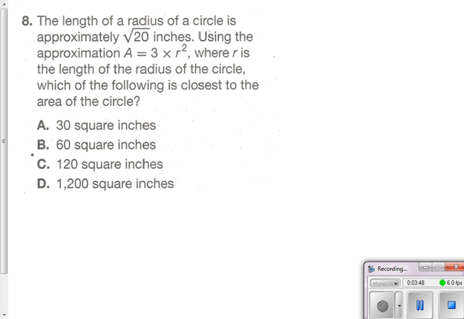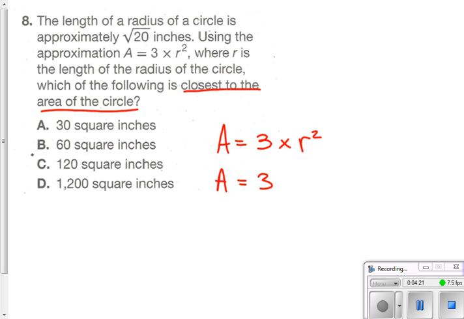Example 8, the length of the radius of a circle is approximately root 20 inches. Using the following approximation, area equals 3 times r squared, where r is the length of the radius of the circle. Which of the following is closest to the area of the circle? So I'm going to take that equation that they have and write that in, and then substitute in values I know. Here's the equation that we have. We're going to try to figure out the closest area of the circle, so that's what we're figuring out, A. We must know r, and r is given right here. That is root 20.